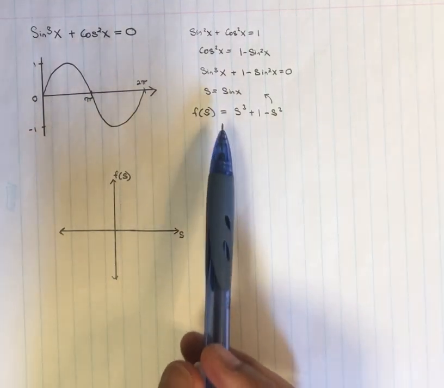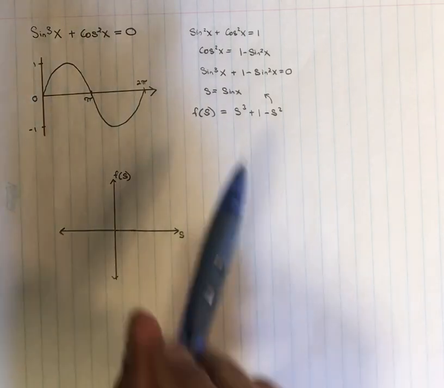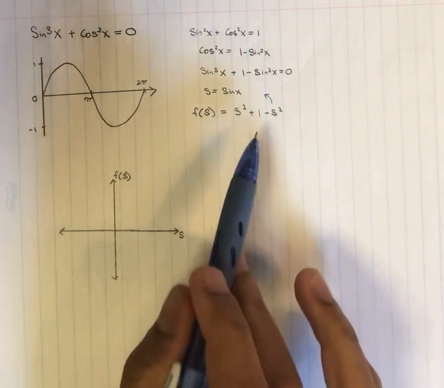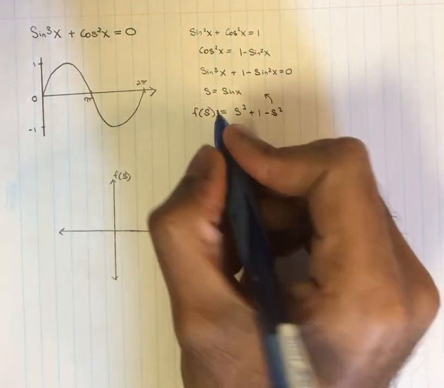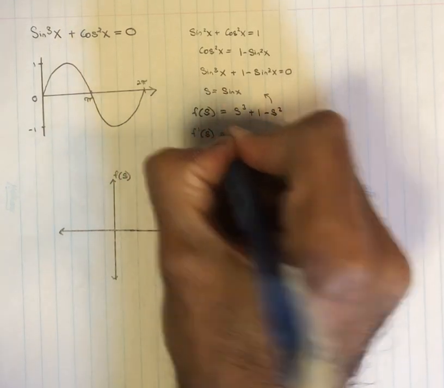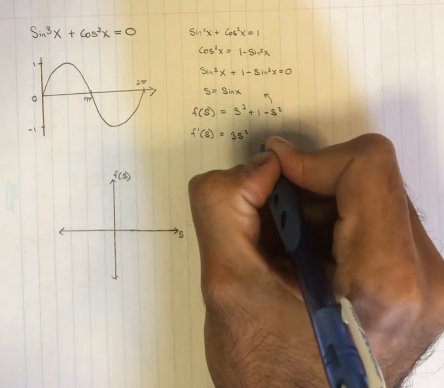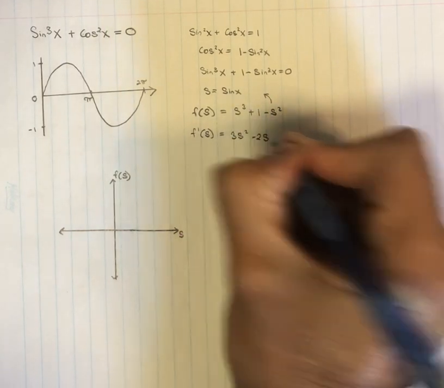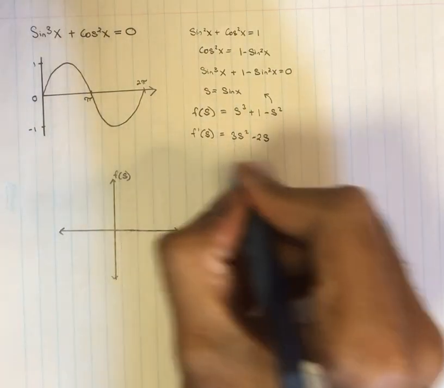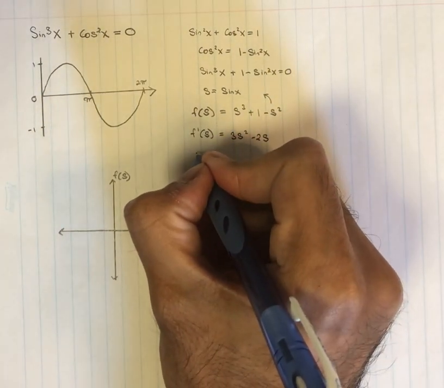So first thing we want to do, before we plug in values, I want to see where the turning points of this graph are so we know what values to plug in. So let's just take the derivative. We get 3s squared plus 0 minus 2s. And to find the turning points, we have to set this equal to 0.